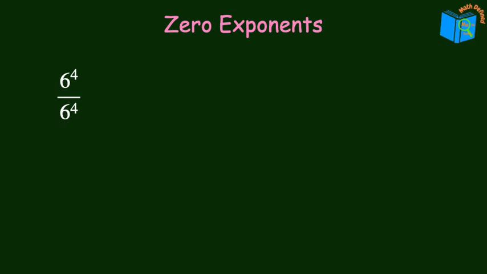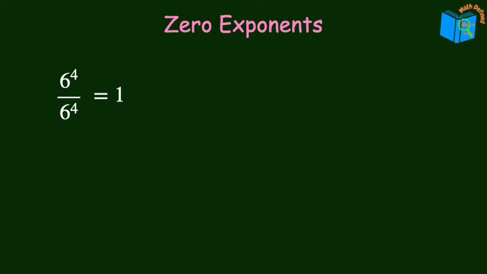Before we begin simplifying, let's take a moment to examine this fraction. The numerator and the denominator are the same, so we know two things. First, a fraction is also a division problem. And second, any number divided by itself is always equal to 1. So 6 to the fourth over 6 to the fourth is equal to 1.